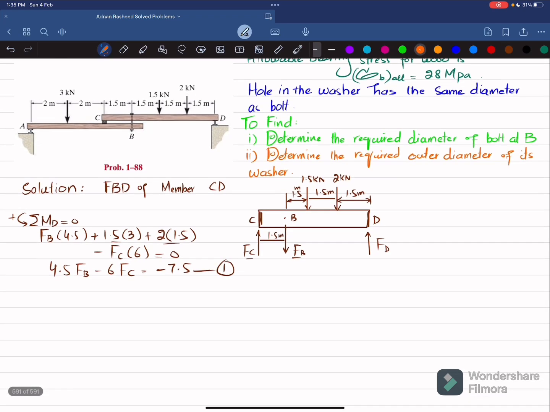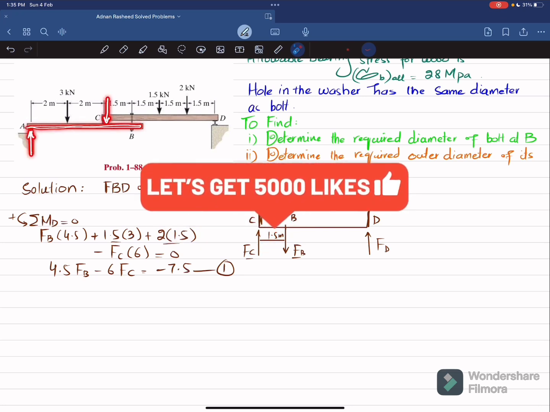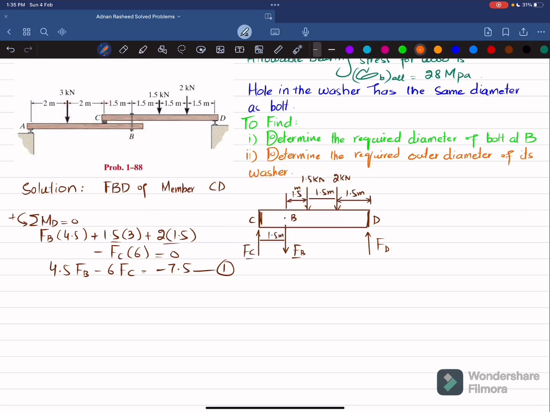Now we will take the free body diagram of this beam AB. You can see there is a vertical reaction force. The force FC will now act downward on this, and FB will also be upward on this, and there is a load. So we will draw this free body diagram. I will write FBD of member AB.